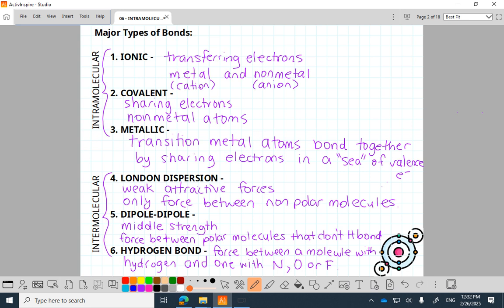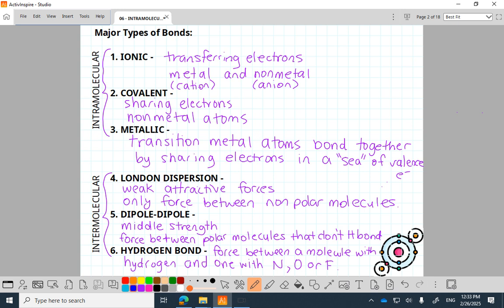Nonpolar means no poles. So what has poles? Like ends, different ends. The Earth has a North Pole and a South Pole, and they're different. So if there's poles, there's going to be a difference in the molecule. If there's no poles, it's equal. So that's basically what it is.